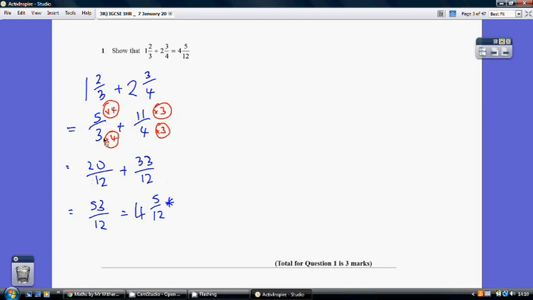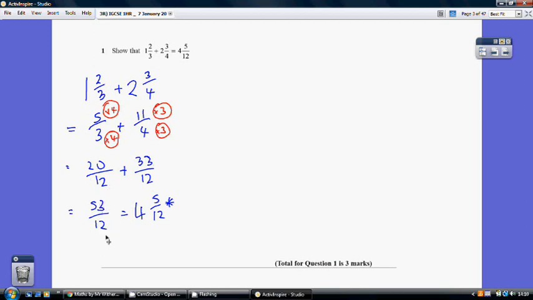For this first one, I've chosen to multiply top and bottom by 4. 5 4s are 20, 3 4s are 12. And for the second fraction, I need to multiply top and bottom by 3. 11 3s are 33, 4 3s are 12. So I've now got my common denominator. I then add my numerators. 20 add 33 is 53.